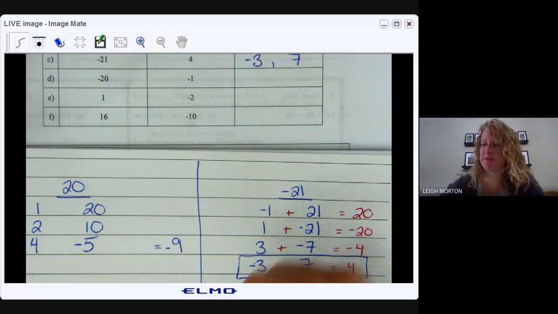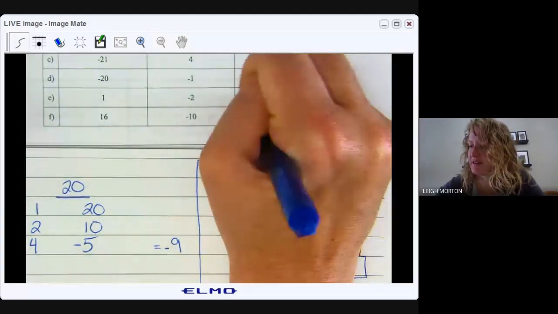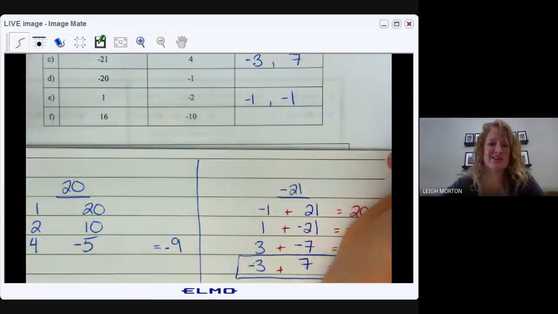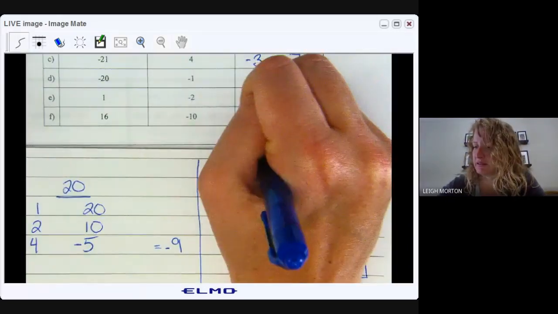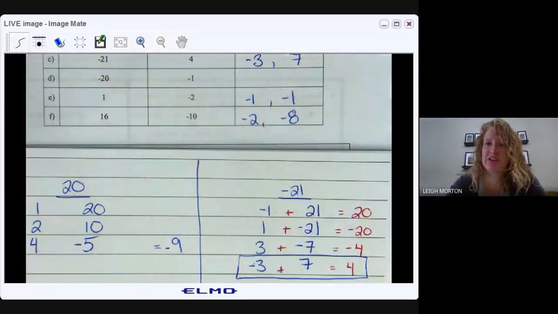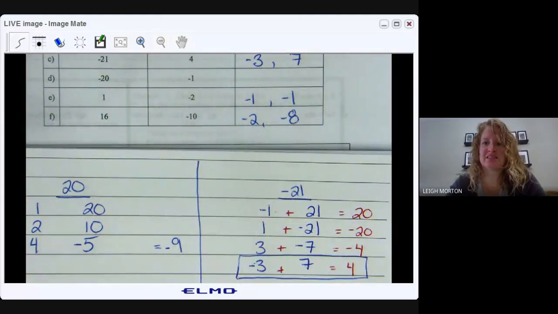Okay, so I see a couple people giving answers for E, -1 and -1. You got it. I saw F as -2 and -8, right? No one's giving me an answer for D. Yeah. 4 and -5. Good.